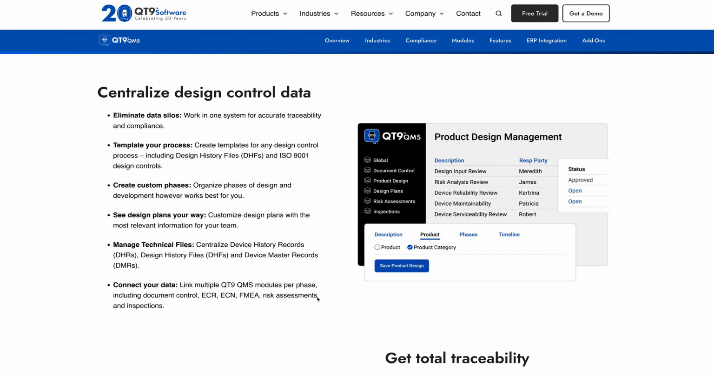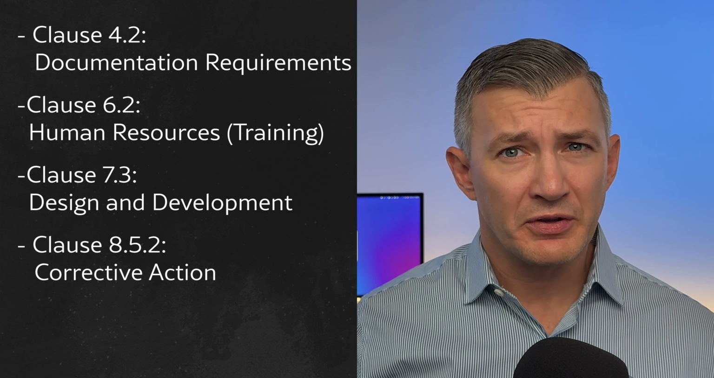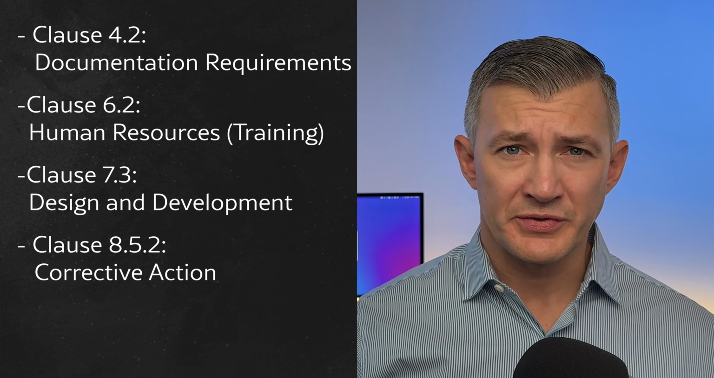And because DHRs, DHFs, and DMRs are all connected, you've got a complete traceable record from design through production. But if something slips into production, Clause 8.5, specifically corrective action, is where it surfaces. Here's the scenario. An auditor finds a non-conformance from 2 years ago and says, show me your root cause analysis and how you verified the fix actually worked.